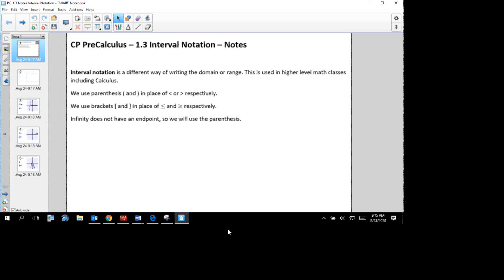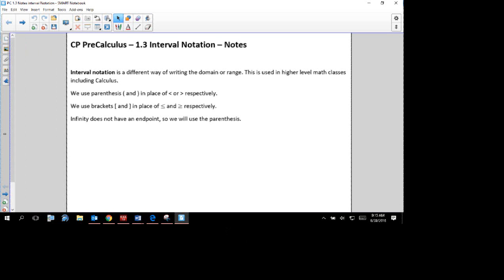So up here was a summary of how to write interval notation. We use parentheses if it was greater than or less than, but not equal to the number. And if it was greater than or equal to, or less than or equal to, then you would use a bracket in its place. And infinity goes on forever, it never stops, so it's never equal to infinity. That would be parentheses for any infinities.